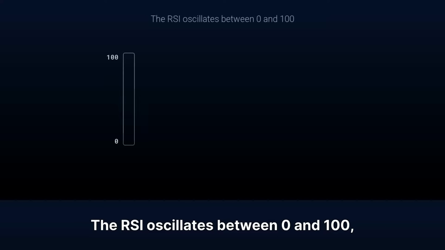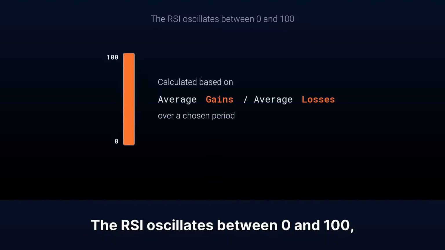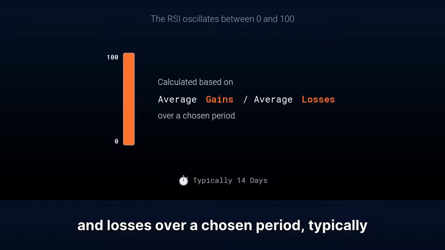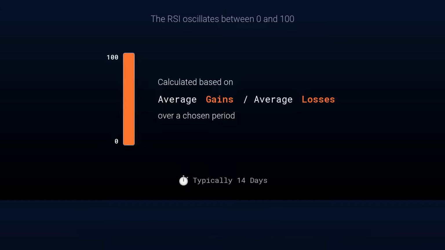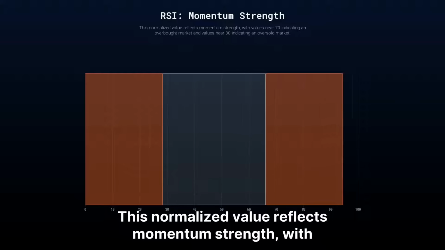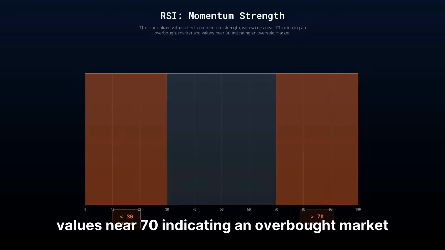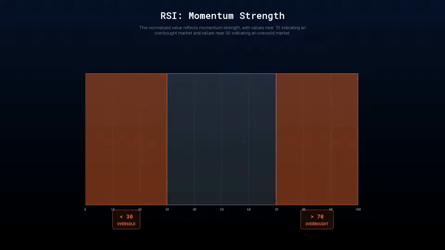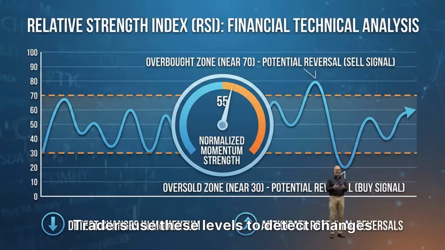The RSI oscillates between 0 and 100, calculated based on the average price gains and losses over a chosen period, typically 14 days. This normalized value reflects momentum strength, with values near 70 indicating an overbought market, and values near 30 indicating an oversold market. Traders use these levels to detect changes in momentum and anticipate potential reversals.